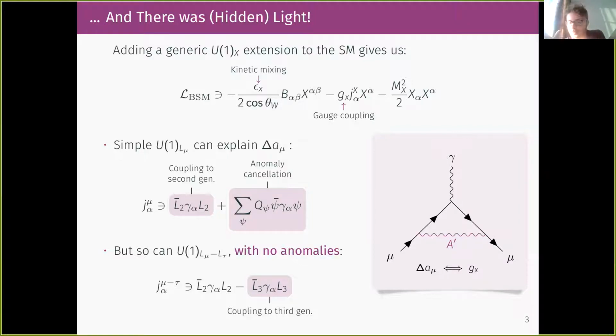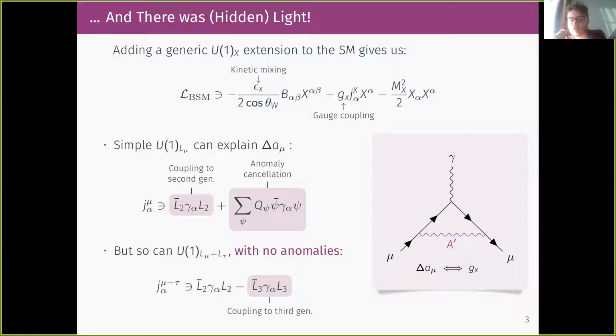And to do that, we add extra heavy fermionic field content. And that's a little bit ugly because not only do we have to add this extra hidden photon, but we have to add in extra baggage.